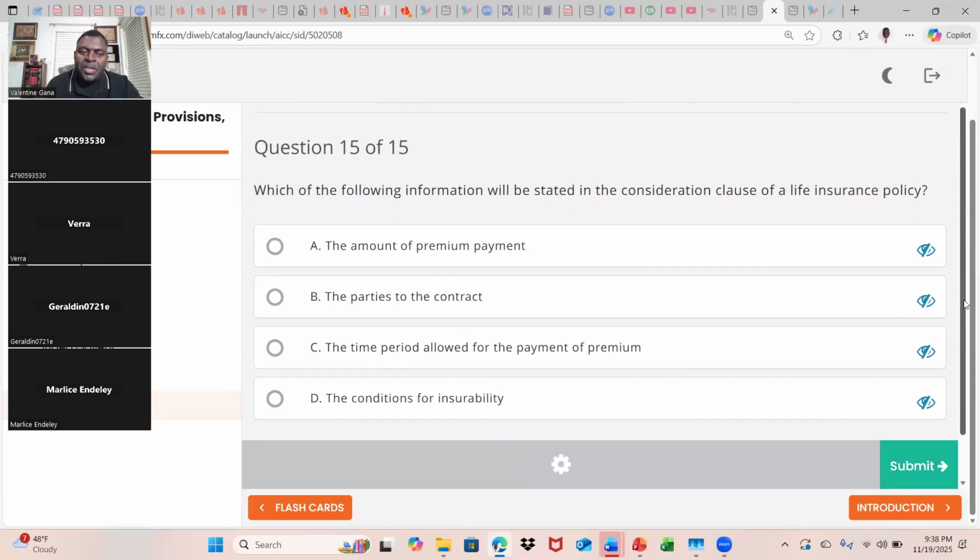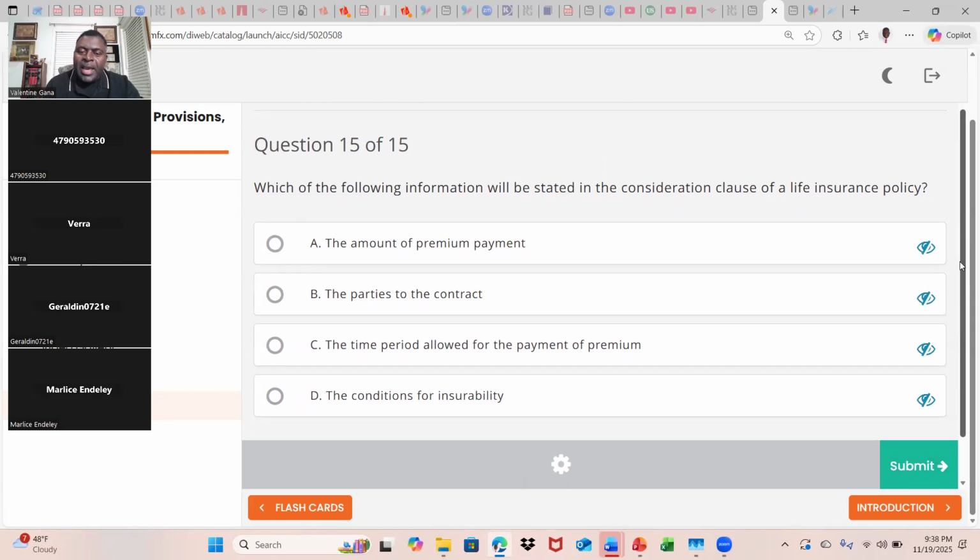Okay, question 15 here. Lady Endeli, you want to read this one? Which of the following information will be stated in the consideration clause of a life insurance policy? Consideration clause. So first of all, what is consideration? We lectured on what was consideration. If we have a consideration clause, which of these will be stated in it?